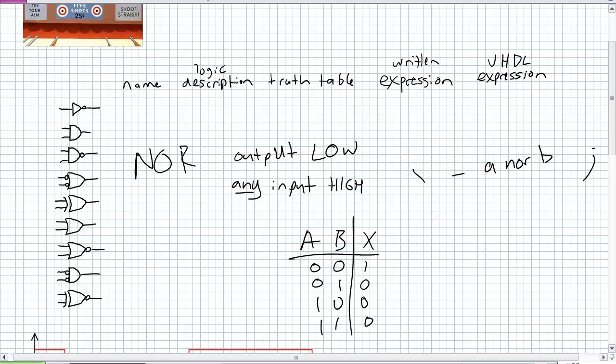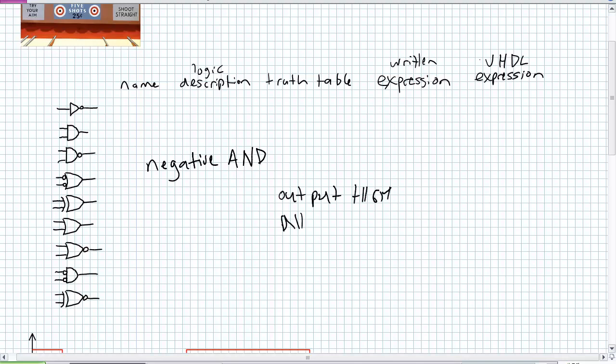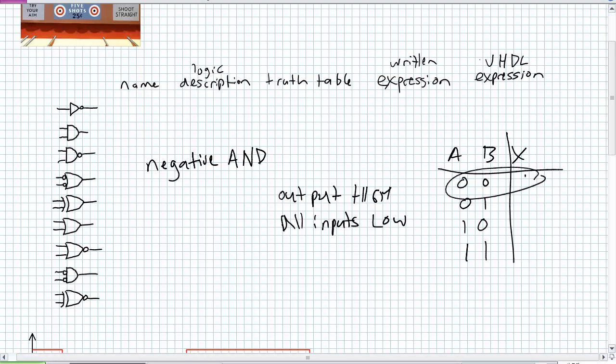What is the logic gate immediately below that? Looks like an AND gate with its inputs inverted. So I'm going to call that a negative AND. It's kind of looking for zeros on those inputs. What I'm going to say is output high if all inputs are low. What's a truth table like that look like? A, B, X: 0, 0, 1; 0, 1, 0; 1, 0, 0; 1, 1, 0. Output is high if all inputs are low.